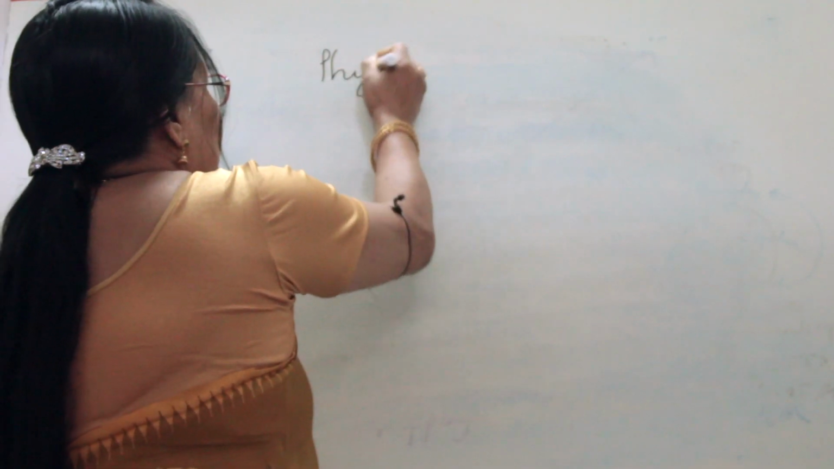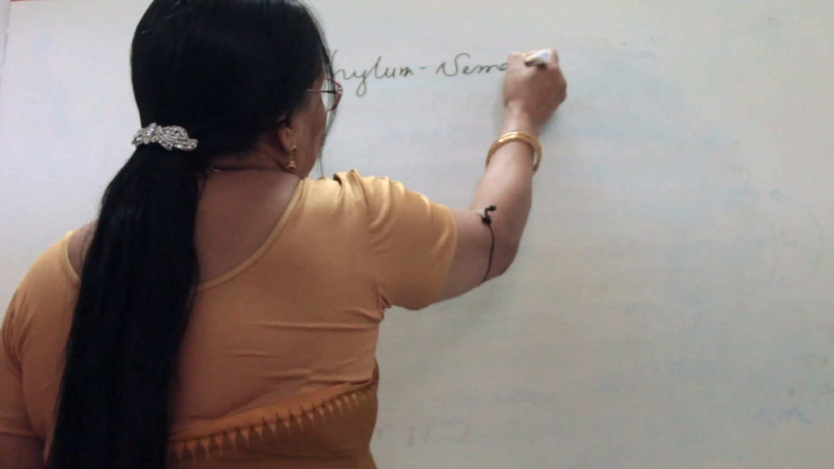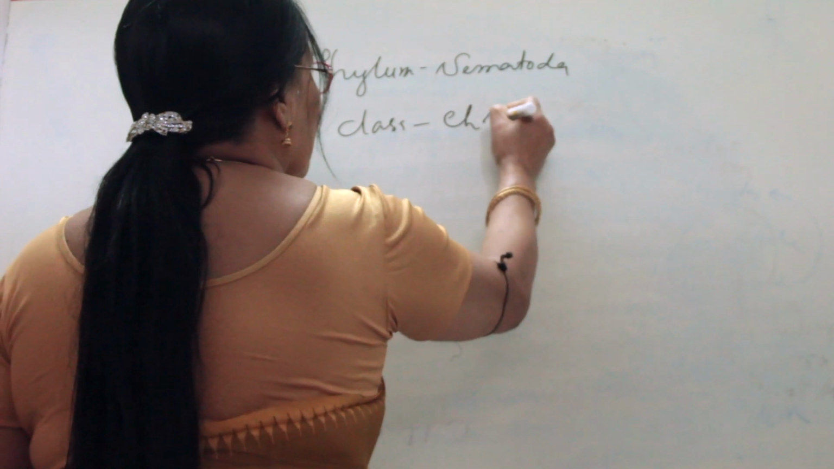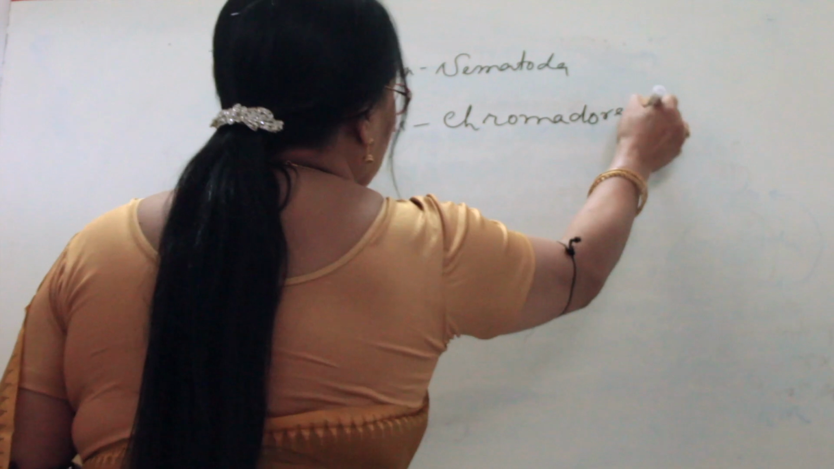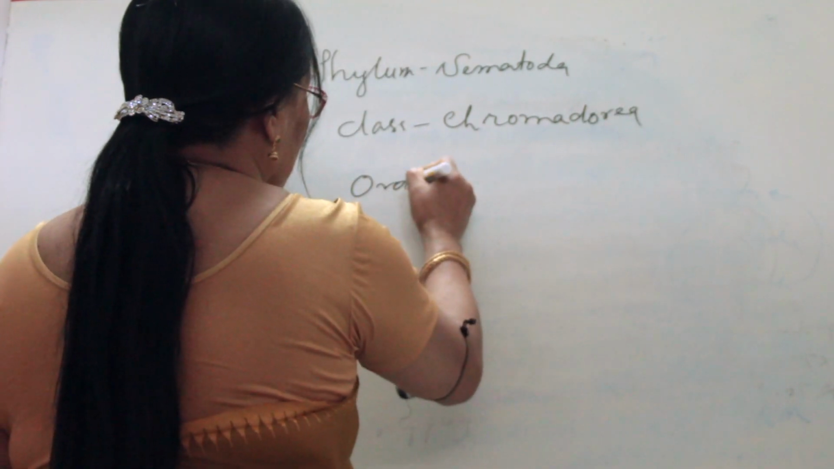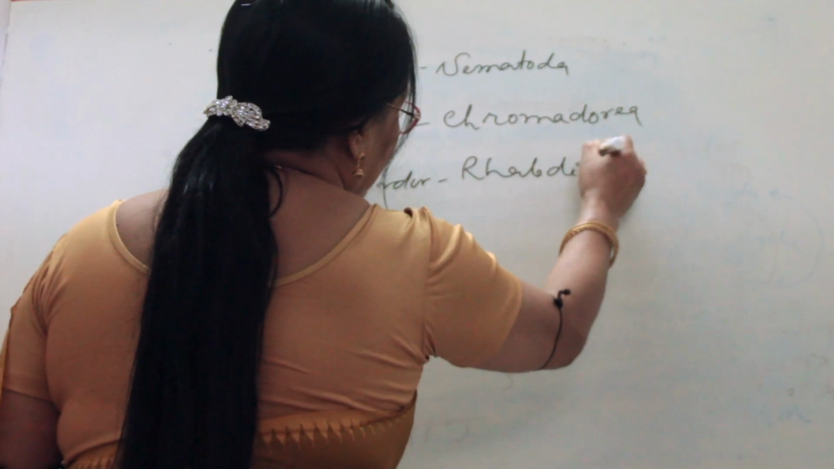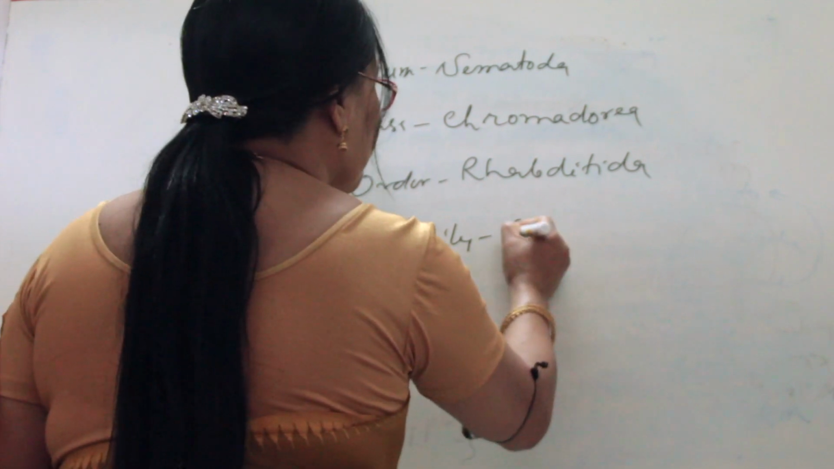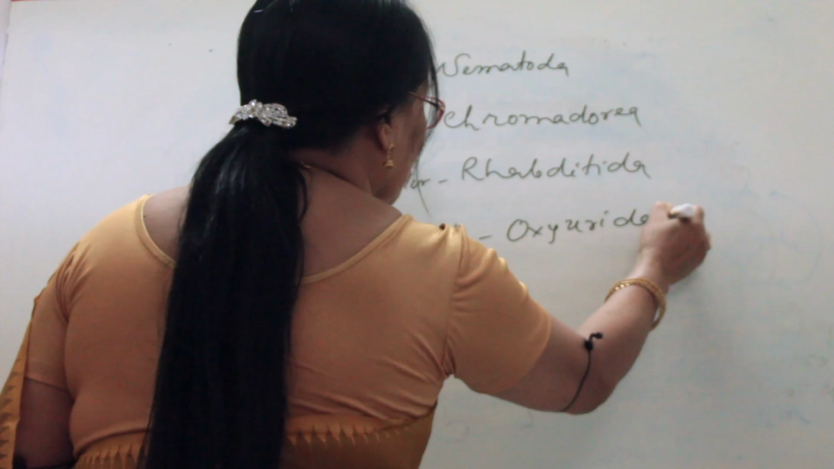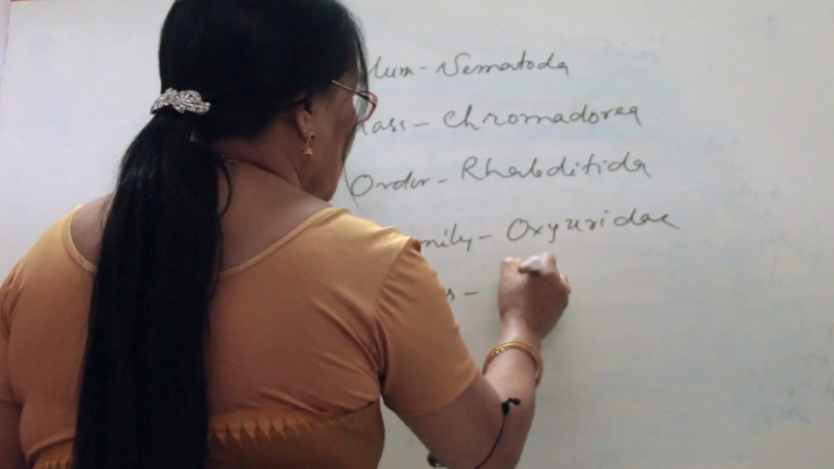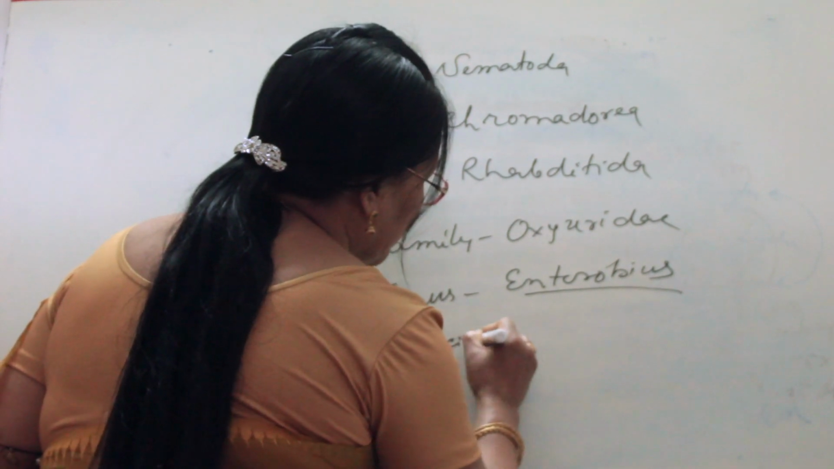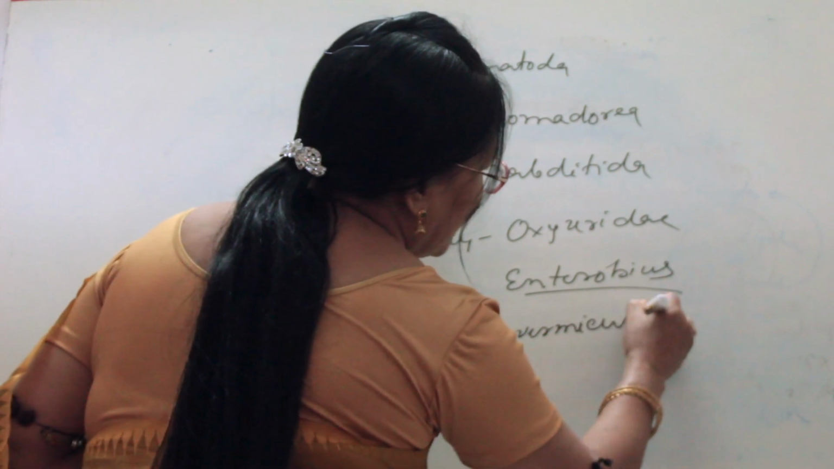The systematic position of this pinworm is phylum Nematoda, class Chromadorea, then order Rhabditida, and family is Oxyuridae, and genus is Enterobius, and species is vermicularis.